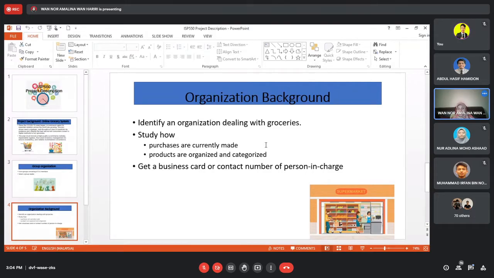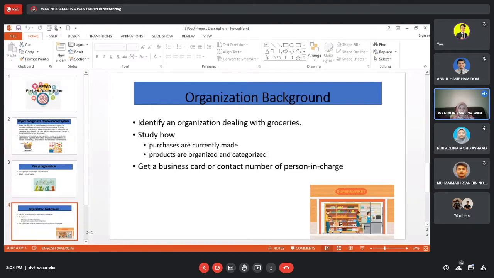What is the difference between a portal and a website? The website only displays what they sell. No transactions can be done through the 99 Speed Mart website. And the products are not being categorized. They just display every single thing that they have in the shop. They only have a website. Okay, but no transactions can be done.